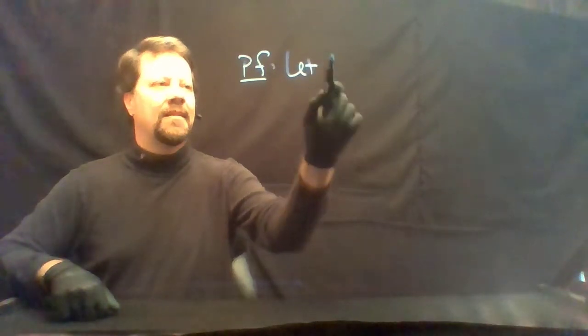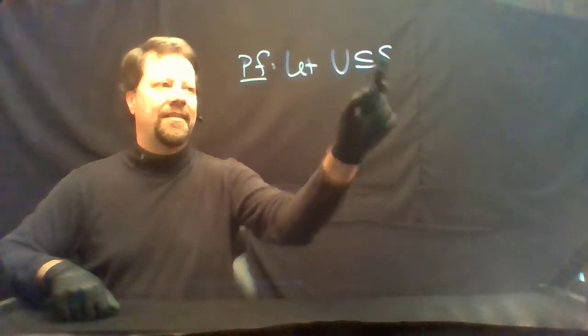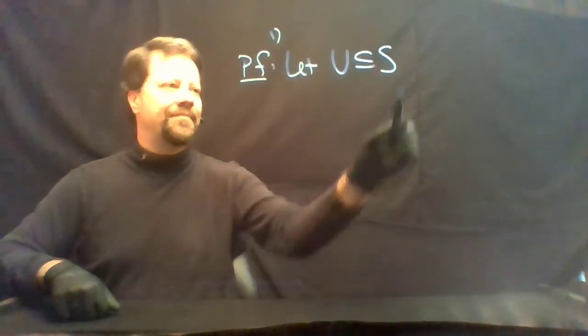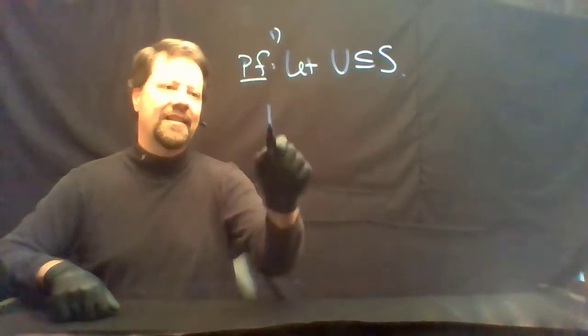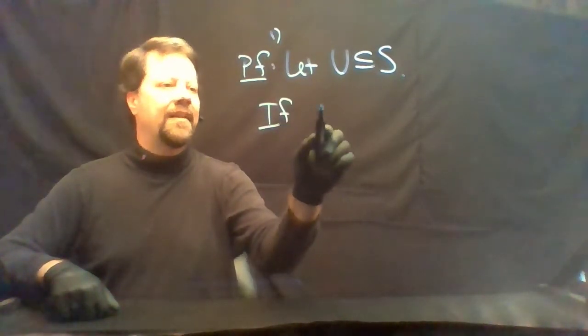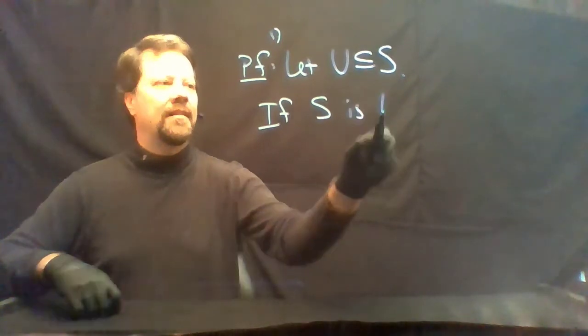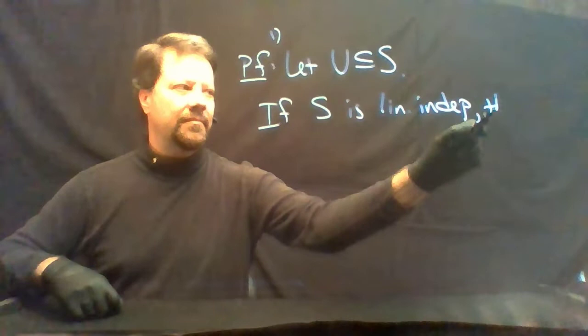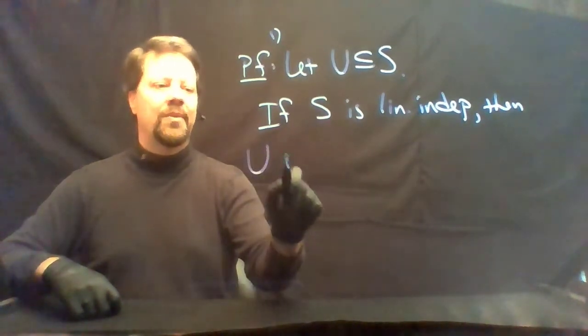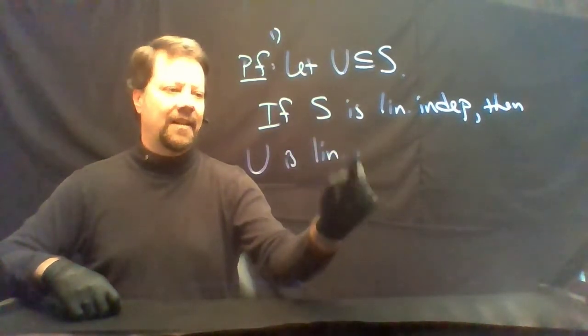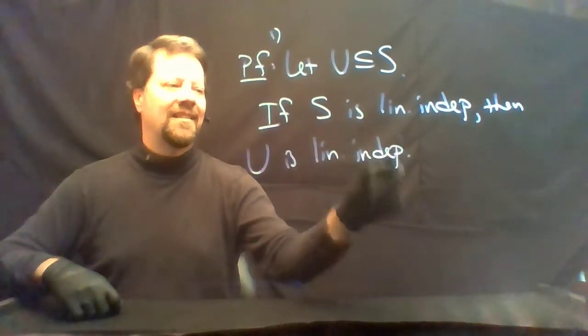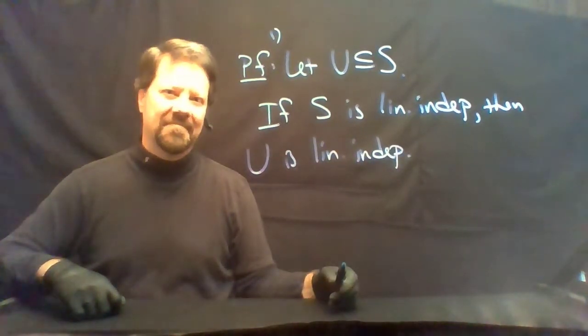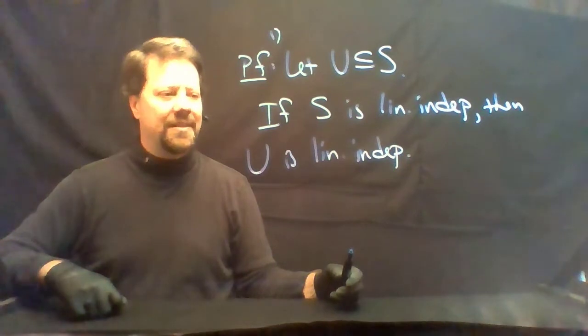In analyzing the proof, I want to think about the logical structure. Let U be a subset of S. This is for part 1. We're saying that if S is linearly independent, then U is linearly independent. What is the contrapositive of this statement?